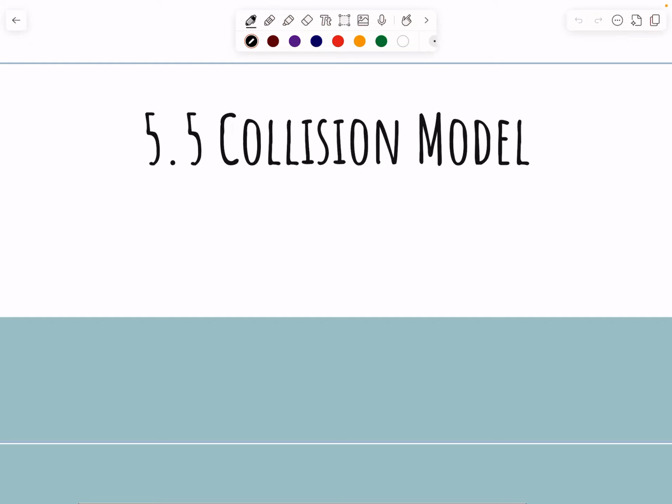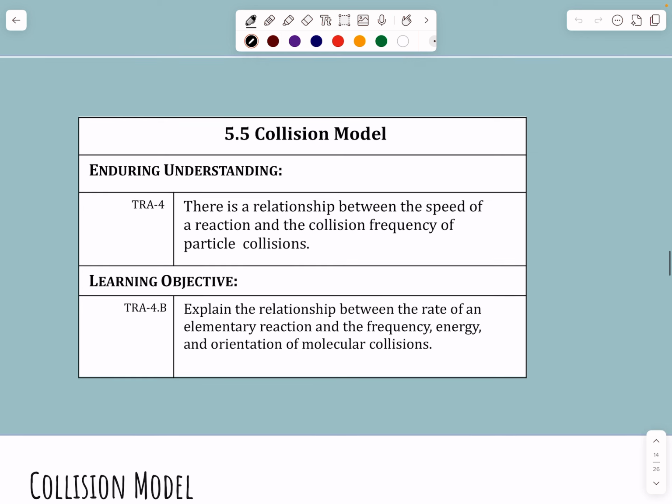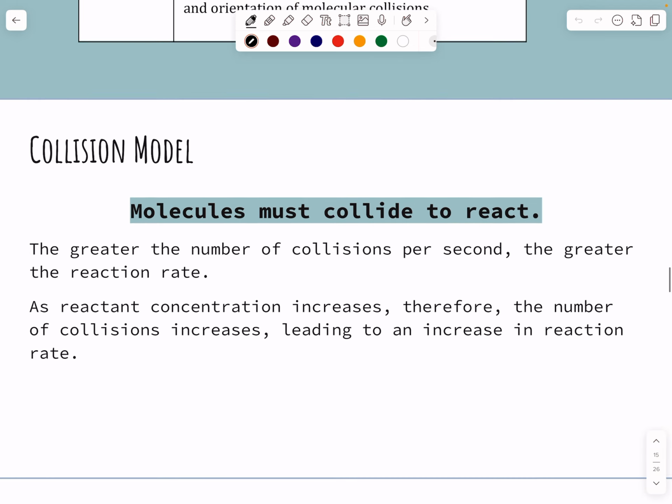All right, let's start with 5.5, collision model. We're going to explain the relationship between the rate of an elementary reaction, which we figured out how to find yesterday, and the frequency, energy, and orientation of those molecular collisions. Remember we talked yesterday about the fact that this is at the molecular level, unimolecular, bimolecular, etc. What is actually colliding and how it's colliding will affect that rate. So now we're going to really connect that to the collision theory.